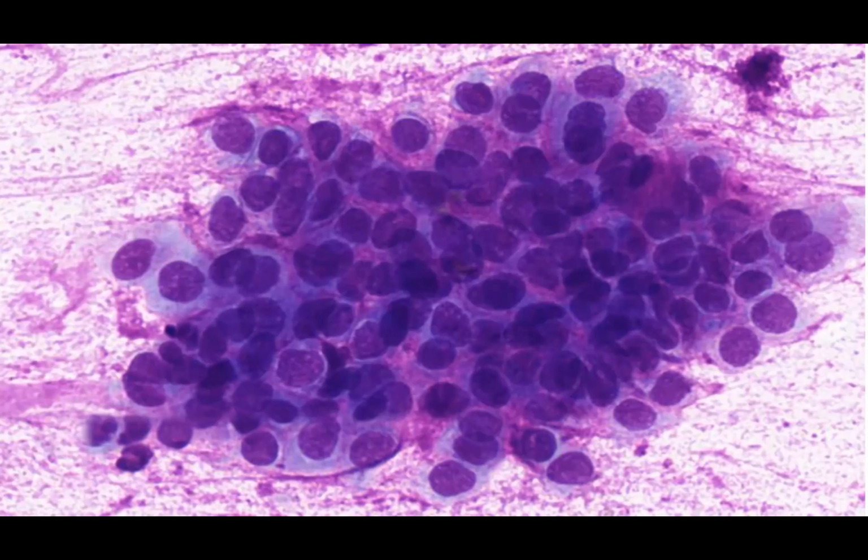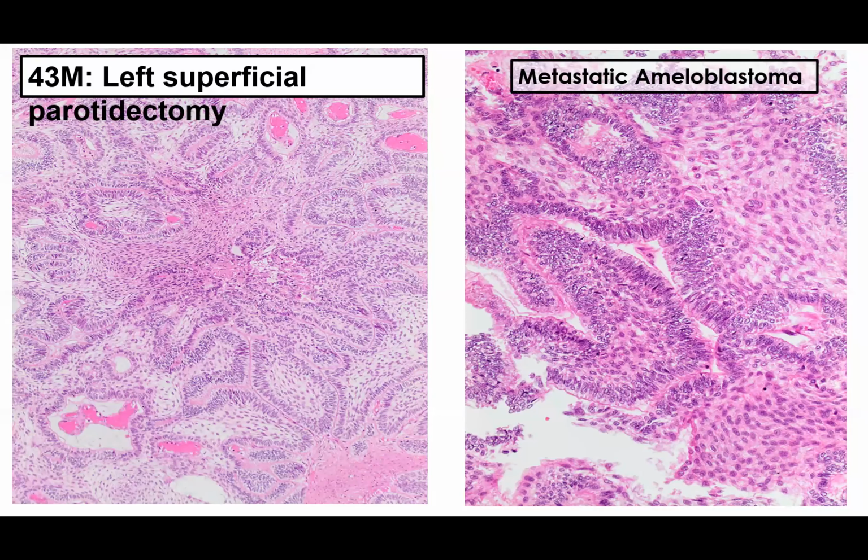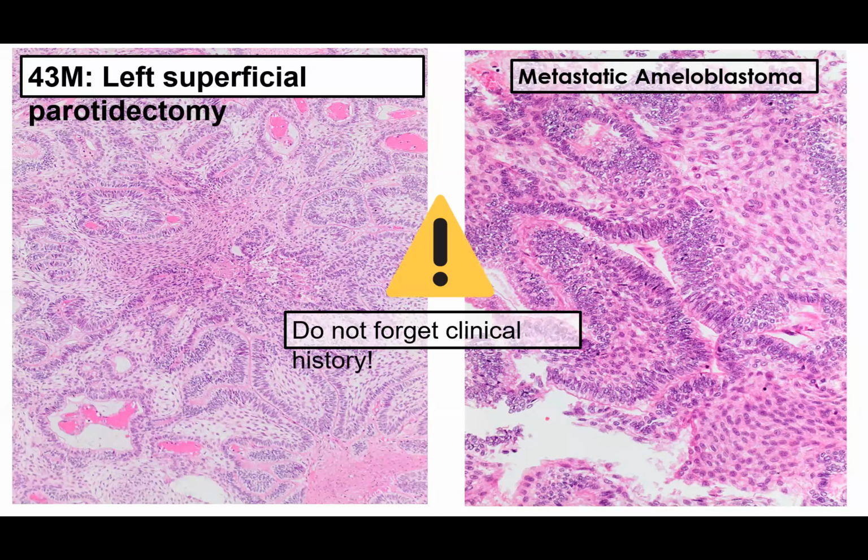diagnosis. The patient underwent further histology, and you can see this has the classical appearance of an ameloblastoma. The surgeons didn't tell us that there was a previous history of an ameloblastoma, but you can see how this can easily look like a cellular basaloid neoplasm.